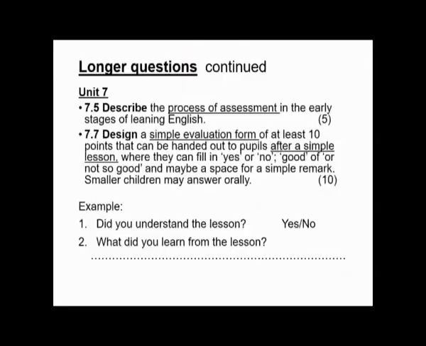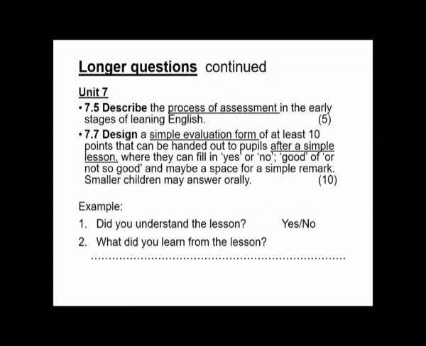Let's read it. Design a simple evaluation form of at least 10 points that can be handed out to the students after a simple lesson, where they can fill in yes or no, or good or not so good, even bad, and maybe a space for a simple remark. Smaller children that cannot write yet, the preschoolers, can answer orally to this sheet that you have compiled. It's a simple evaluation form.